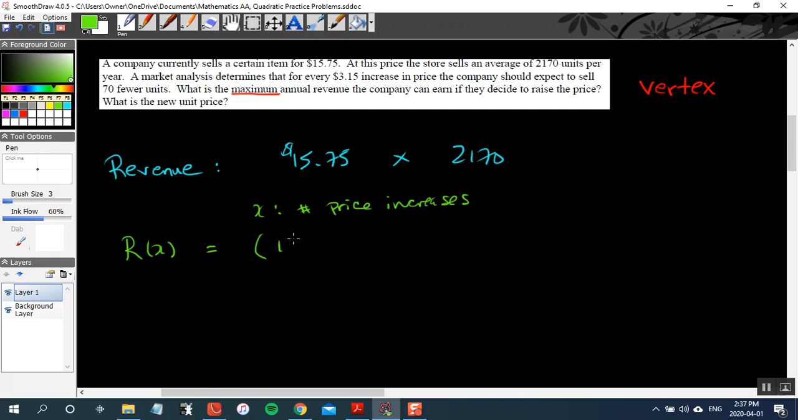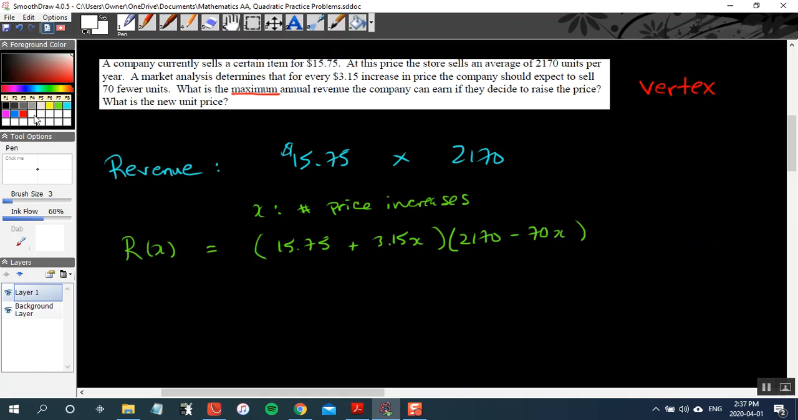Okay, so our price was $15.75, and we know we're going to increase this. The company has decided to do that. We just don't know how many of those increases are going to give us our vertex, our maximum revenue. So for every price increase, we are going to lose 70 sales from our starting point of 2170 sales.